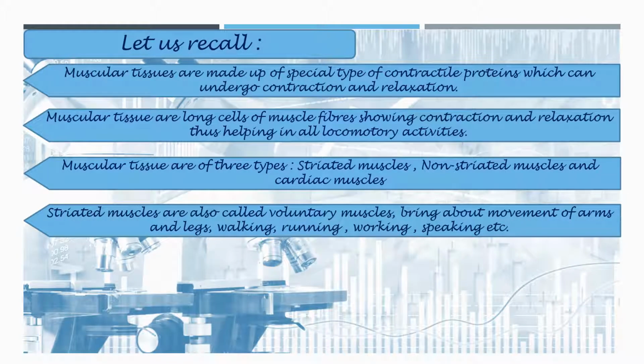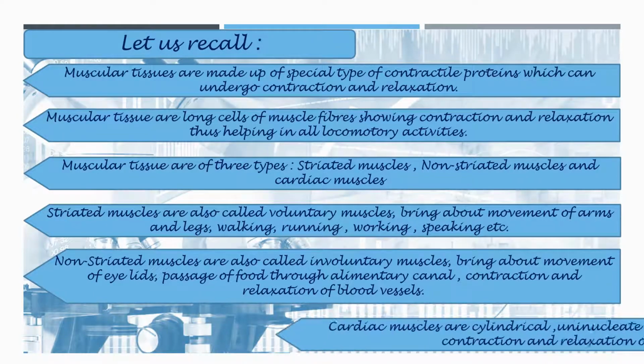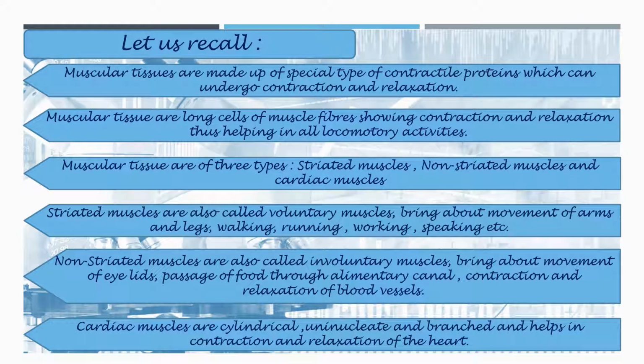Striated muscles are also called voluntary muscles, which bring about movement of arms and legs, walking, running, working, speaking, etc. Non-striated muscles are also called involuntary muscles, and bring about movement of eyelids, passage of food through alimentary canal, contraction and relaxation of blood vessels. And cardiac muscles are cylindrical, uninucleate and branched and help in contraction and relaxation of the heart.